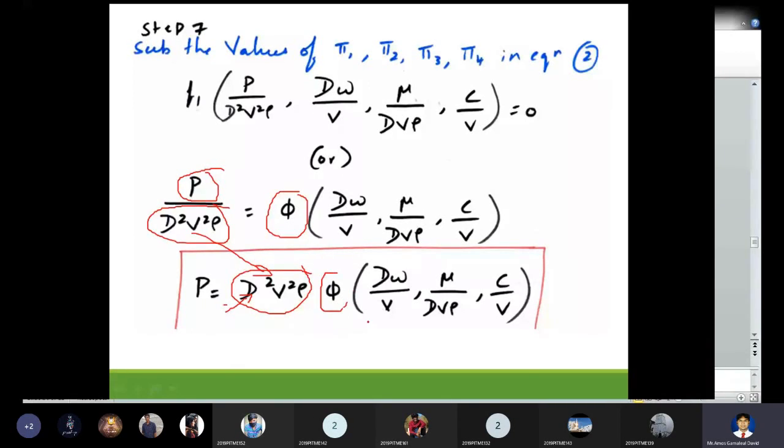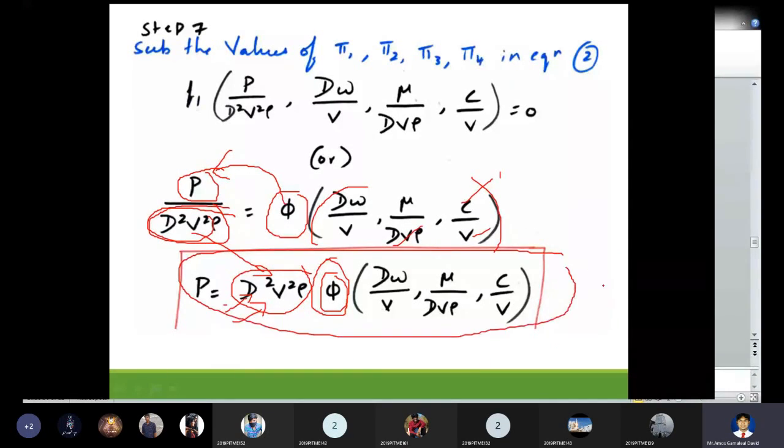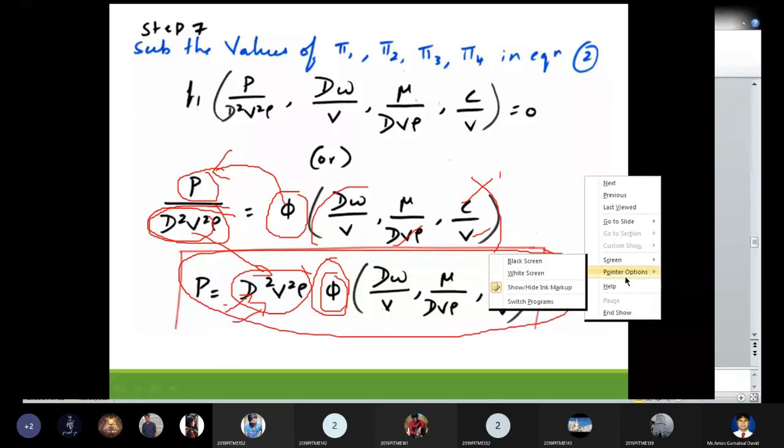Then comes the constant. Why is there this constant? Because there might be a lot of numbers involved here, since I have taken this particular term from the left hand side to the right hand side. So some numbers or constants will be involved. All of that together, I'm putting as phi. And d square v square rho comes to the right hand side, and the remaining everything stays the same: d omega by v, mu by d v rho, and then c by v. So this is how we form the final equation.